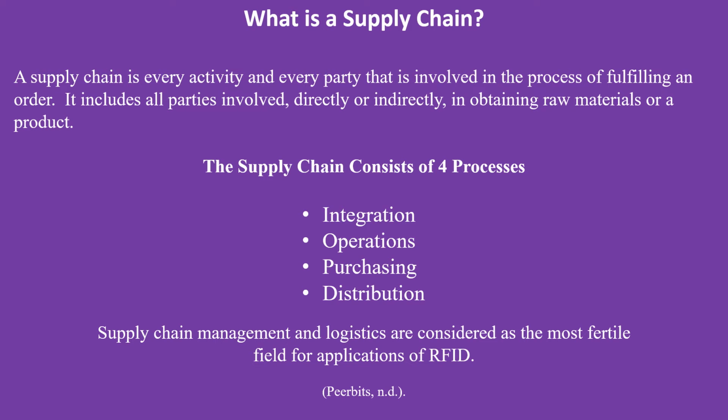What is a supply chain? A supply chain is every activity and every party that is involved in the process of fulfilling an order. It includes all parties involved directly or indirectly in obtaining raw materials or a product. The supply chain consists of 4 processes. They are integration, operations, purchasing, and distribution. Supply chain management and logistics are considered as the most fertile field for applications of RFID.